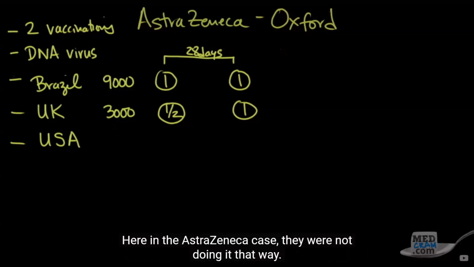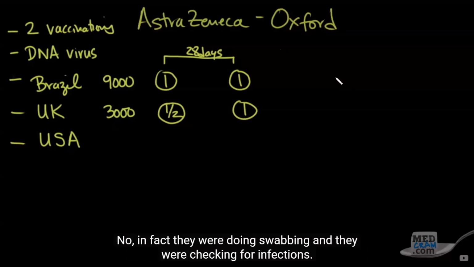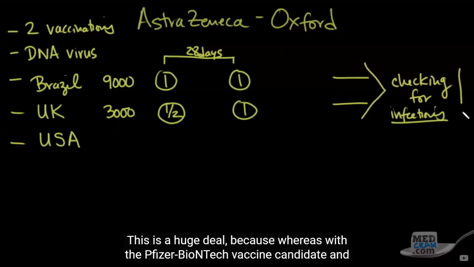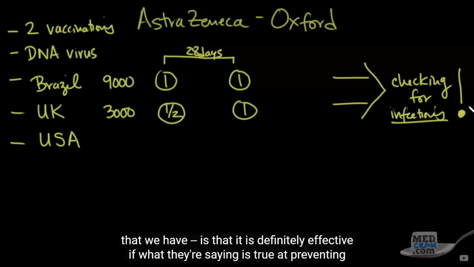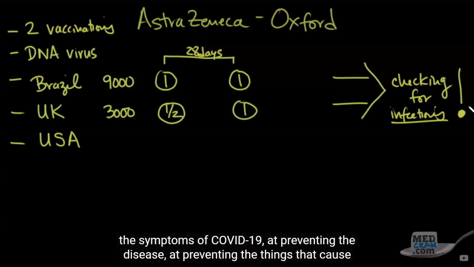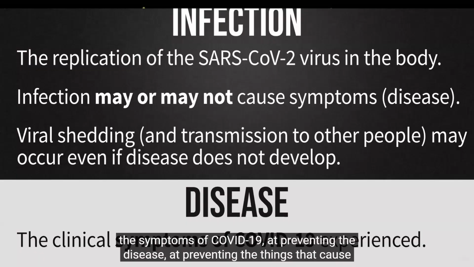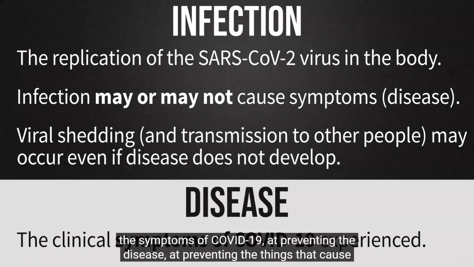Here in the AstraZeneca case, they were not doing it that way. No, in fact, they were doing swabbing and they were checking for infections. This is a huge deal because whereas with the Pfizer BioNTech vaccine candidate and also the Moderna vaccine, all we can really say about those two, even now with the results that we have, is that it is definitely effective, if what they're saying is true, at preventing the symptoms of COVID-19, at preventing the disease, at preventing the things that cause people to go to the hospital.